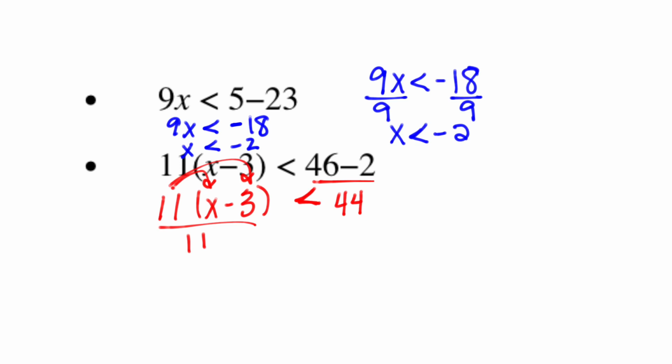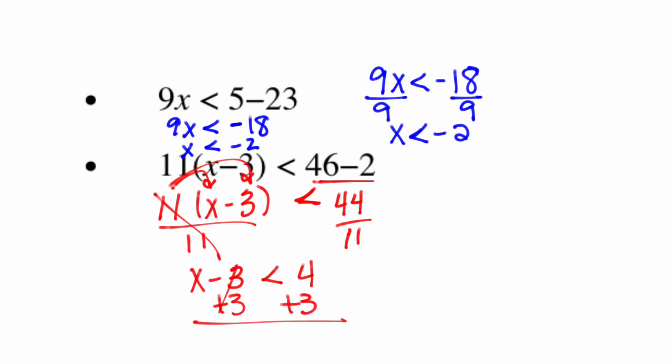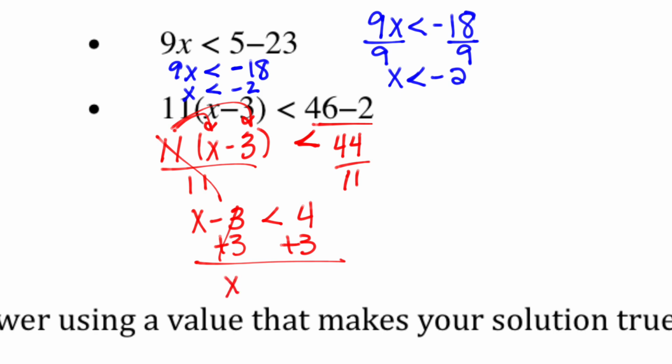What's 44 divided by 11? 4. I know that's easy, right? Can you see that that's pretty easy? So then we have x minus 3 is less than 4. Now what do I do? Add 3 to both sides. So x is less than what?